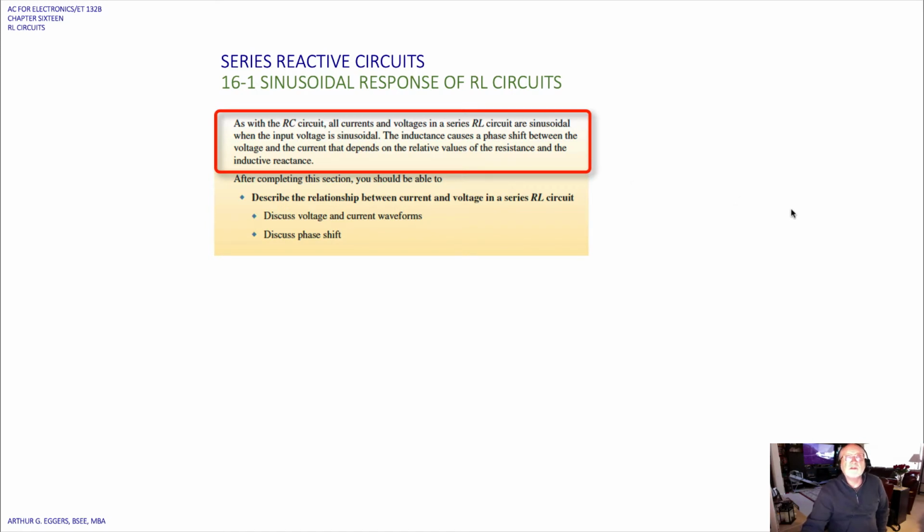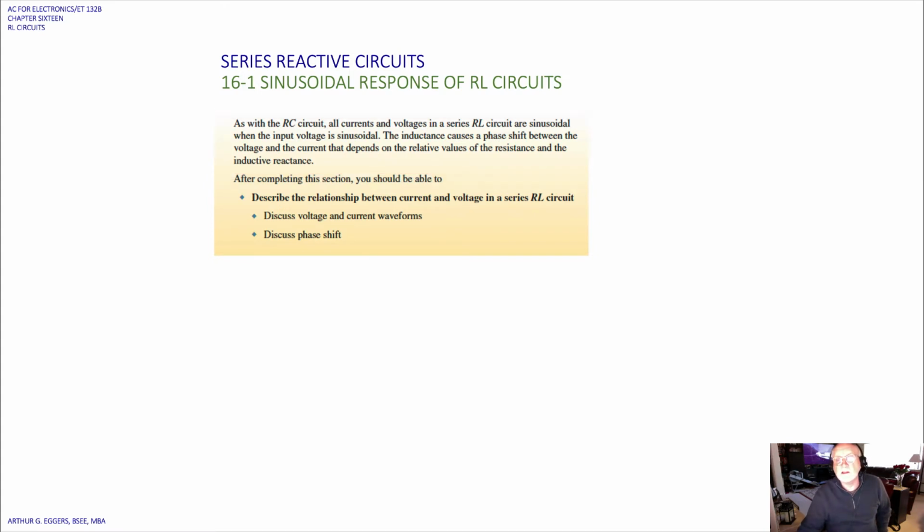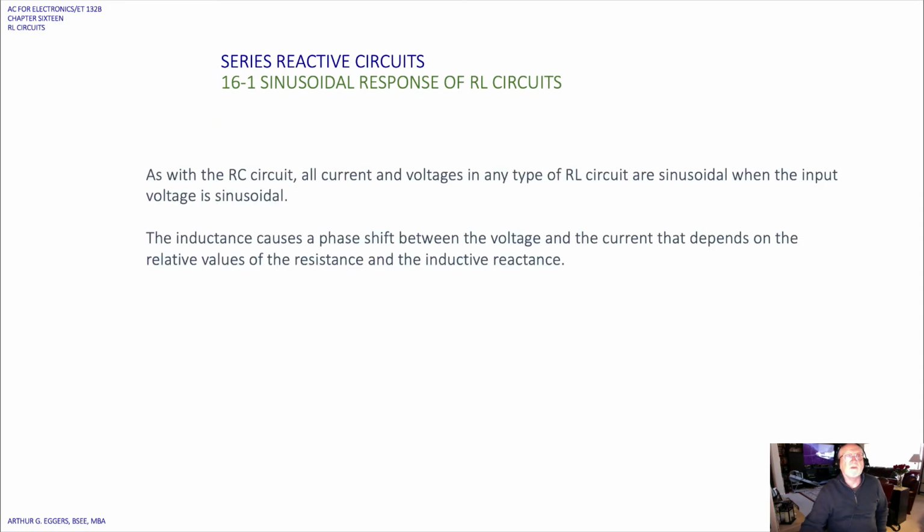So as with RC circuits, all currents and voltages in a series RL circuit are sinusoidal when the input voltage is sinusoidal. So whatever you see at the source, generally we are going to treat it as a sinusoidal source. The inductance causes a phase shift between the voltage and the current that depends on the relative values of the resistance and the inductive reactance. Again, exactly what we saw with the RC circuits.